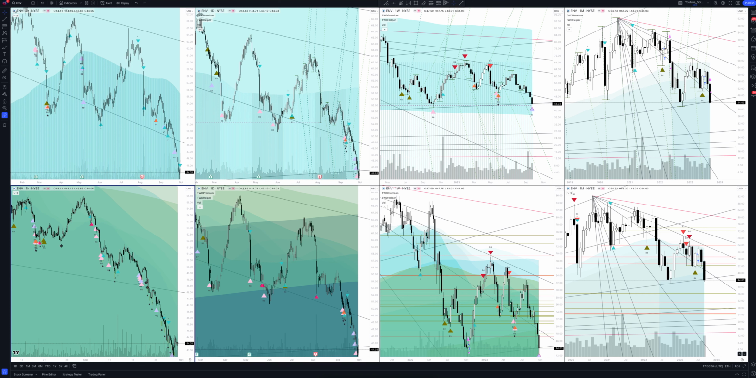Today we will take a look at Envestnet Inc. stock. Let's analyze the market situation and find out how you can make money on it. Let's start.